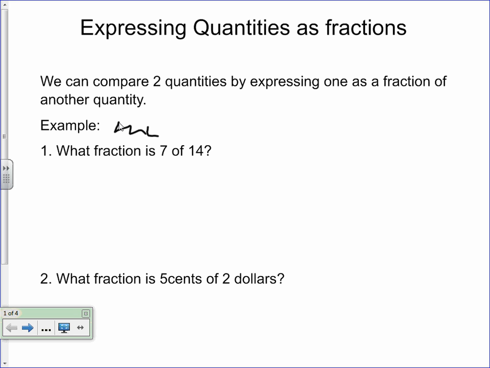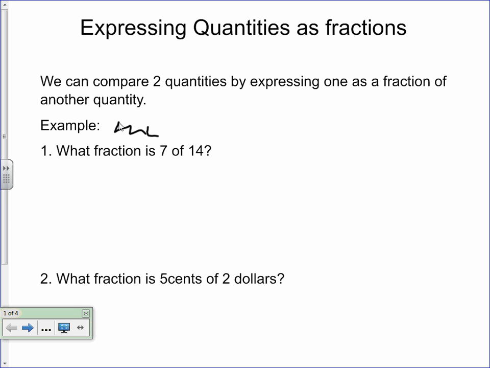Now we're talking about expressing quantities as fractions. We've got assembly, so we want to move this fairly quickly. The idea is you can compare two quantities by writing it as a fraction. Something over something, and then you simplify. If they're seeing what is this much out of this much, how do those things relate? You just write it as a fraction.